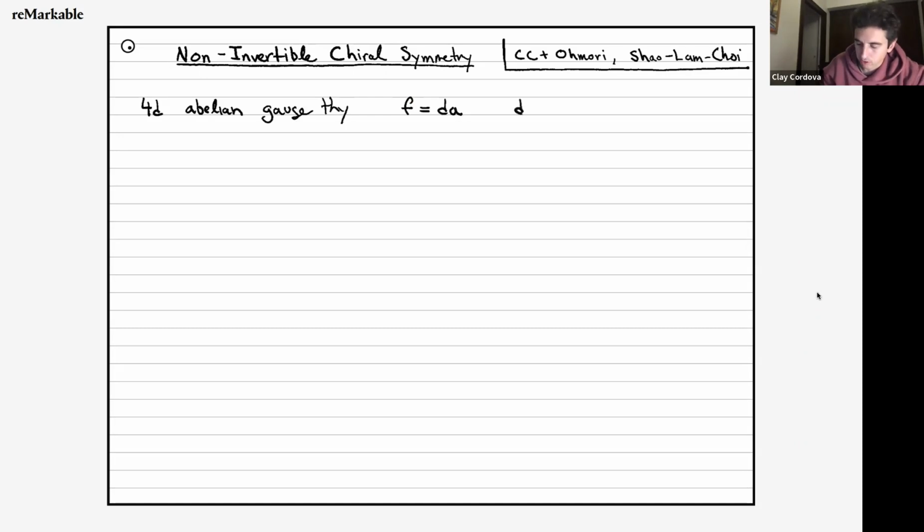This is a dynamical gauge field. Sometimes I need to discuss background gauge fields, but this will be a dynamical gauge field. And we'll be concerned with a situation, which is quite common, where we have a classical U(1) global symmetry. I'll underline this word classical for emphasis. And J will be the current for this symmetry.